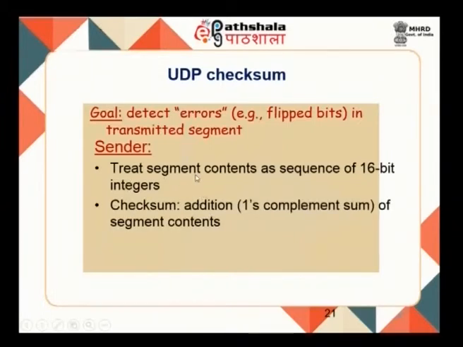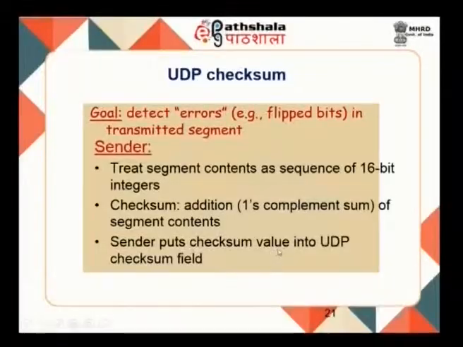The entire segment is basically treated as a sequence of 16-bit integers, and the checksum process just involves a simple addition. In fact, it is a ones complement sum of the segment contents. That is, you take the entire data, organize it as 16-bit integers, add them all up using ones complement addition, and that ones complement sum is the checksum value which is written in the UDP's checksum field. So, this is what happens at the sender. At the sender, you add up all these things and put it in the UDP field.